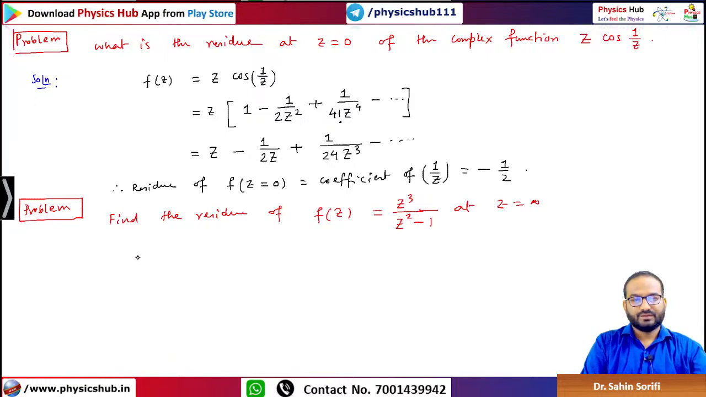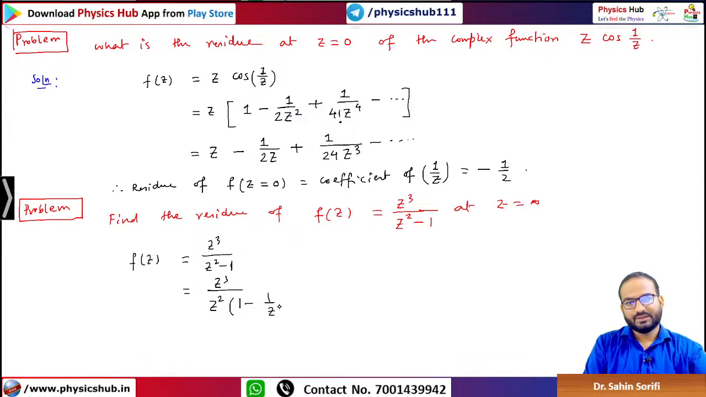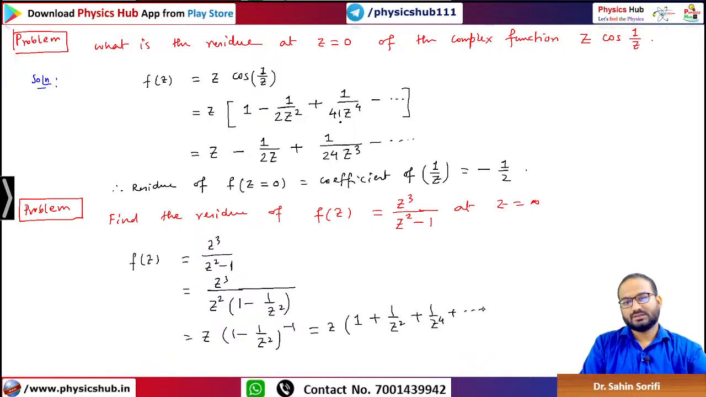Let's see. Look, f of z is z cube by z square minus 1. So what you can do, we can expand this, right? If you take z square common, we have 1 minus 1 by z square. So you have z times (1 minus 1 by z square) to the power minus 1. So z times (1 plus 1 by z square plus and so on). So z plus 1 by z plus 1 by z cube and so on.